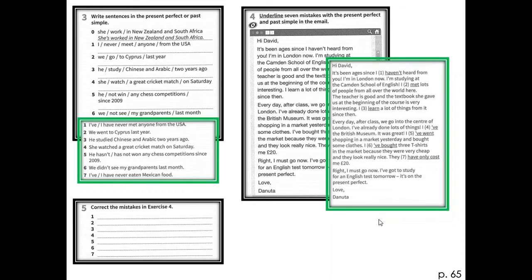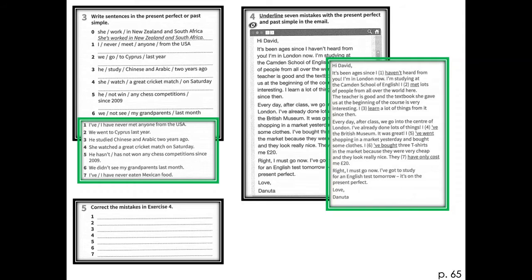need to underline. Right, so number 1, it should be this one. Right, number 1 is haven't. Number 2, met. Number 3, learn. Number 4, I've the British Museum. Okay, there's a missing word there. Number 5, I've went shopping. Number 6, I've bought. And number 7, have only cost.